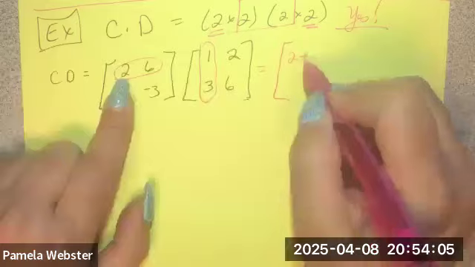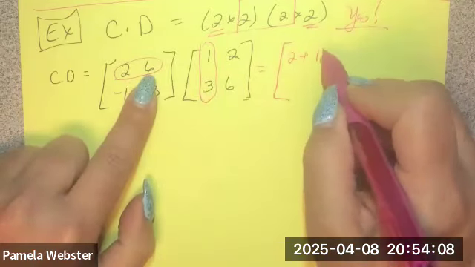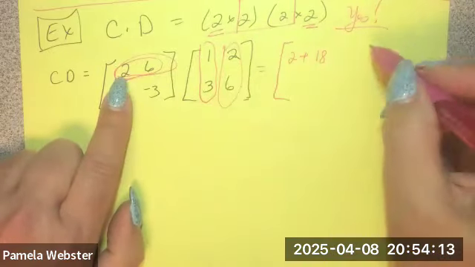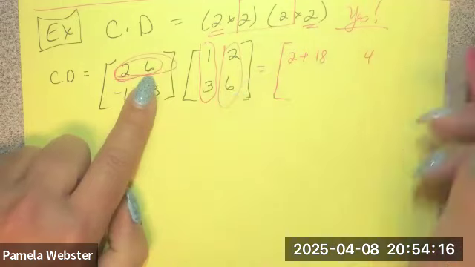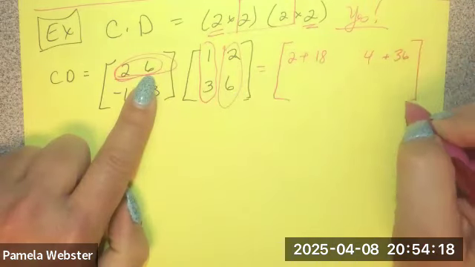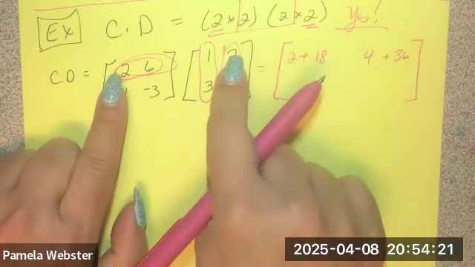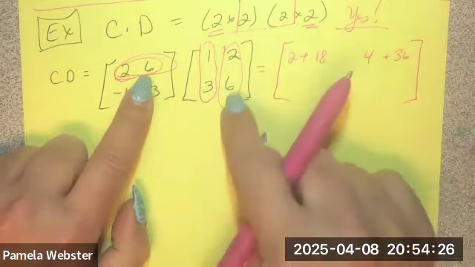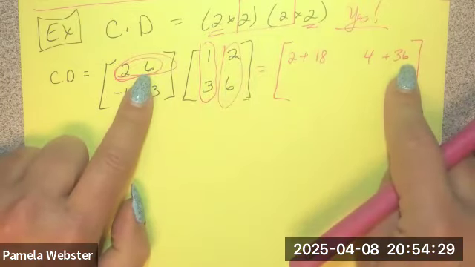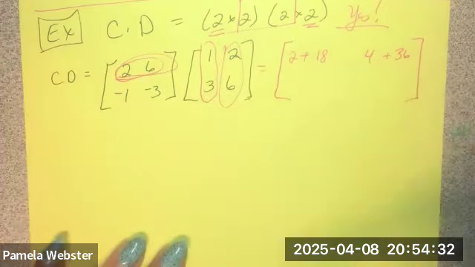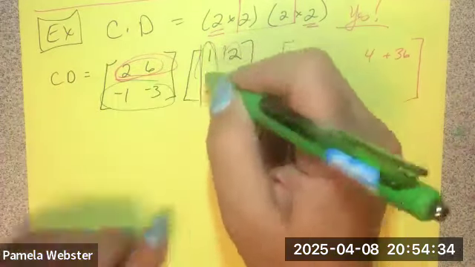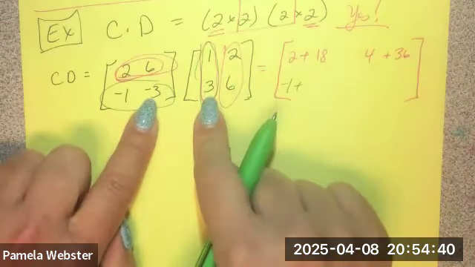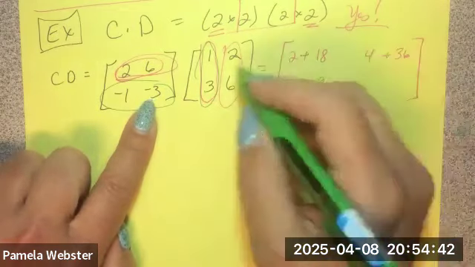2 times 1 is 2 plus 3 times 6 is 18. Okay. First row times second column. 2 times 2 is 4 plus 6 times 6 is 36. Be careful because we're multiplying element times element, first times first, plus we're multiplying second times second. So this is a 36. I've seen people put 12 there before, so just watch out. Okay, then for this second row, first column, 1 times -1 is -1 plus -3 times 3 is a -9.